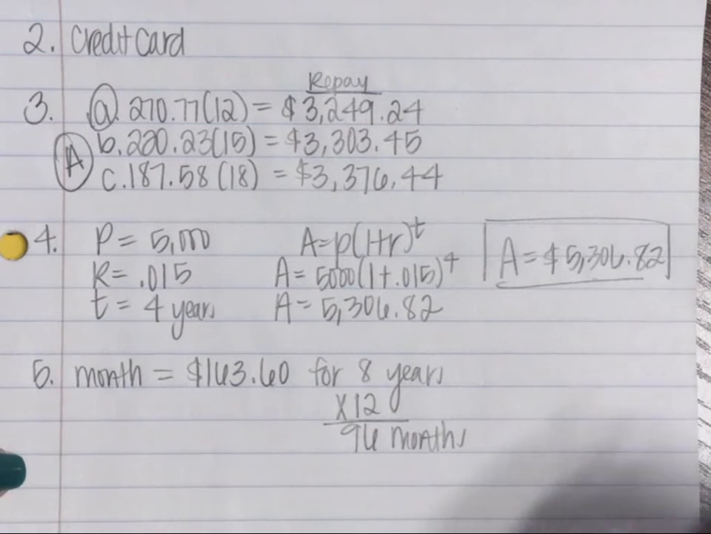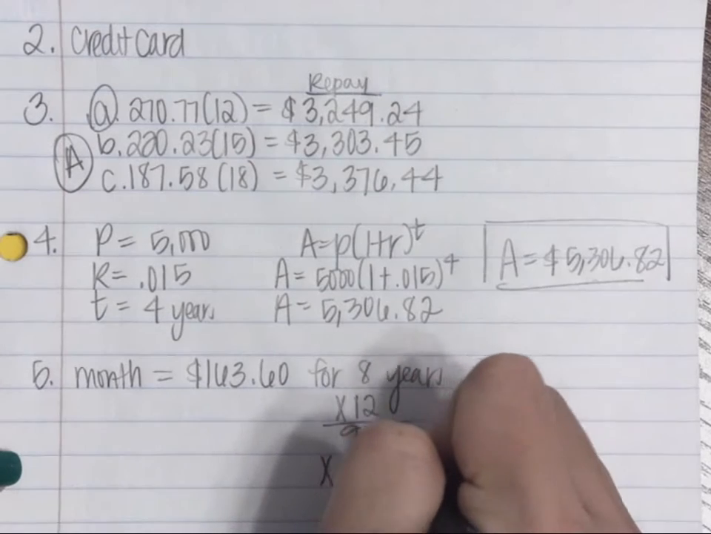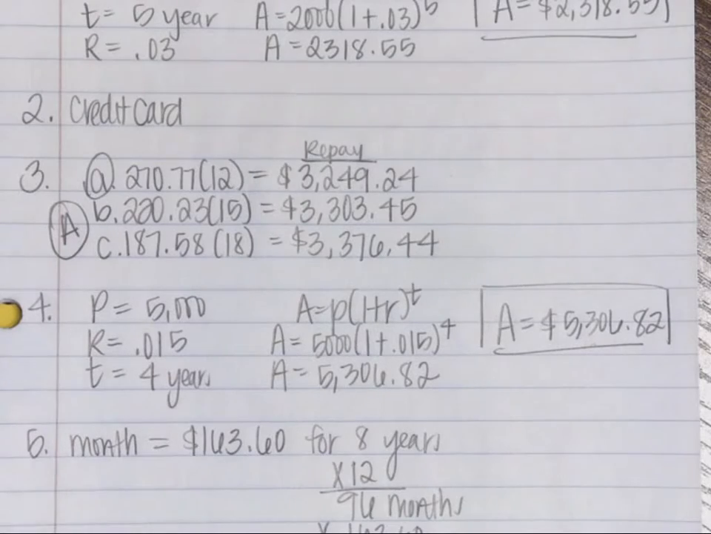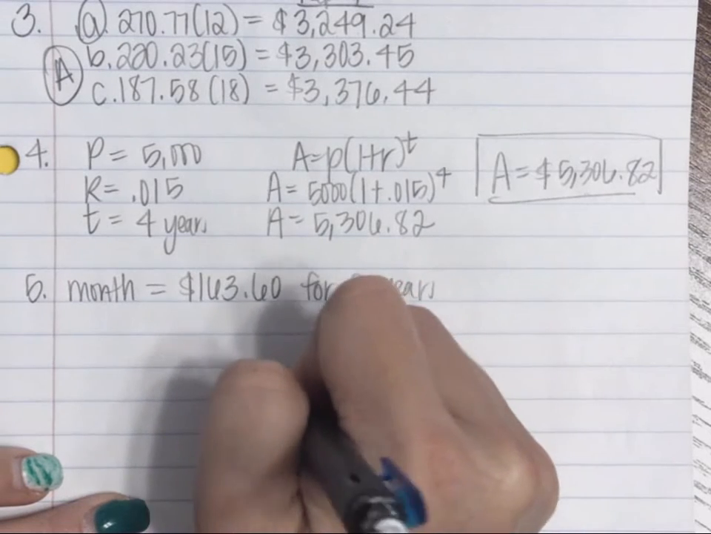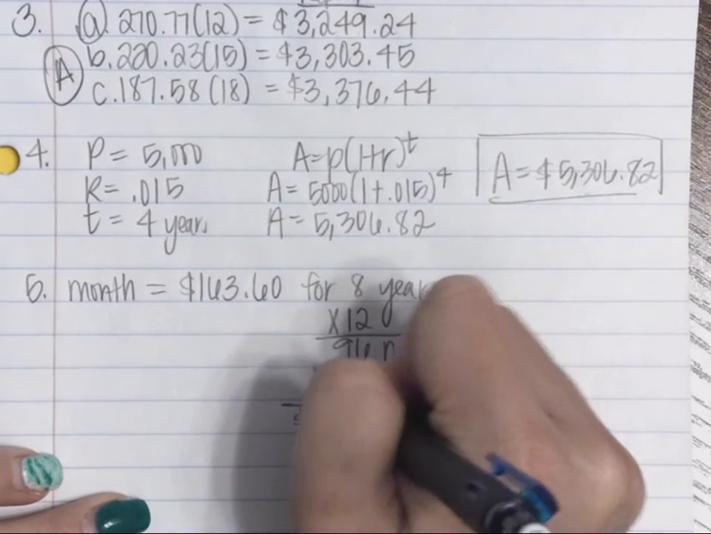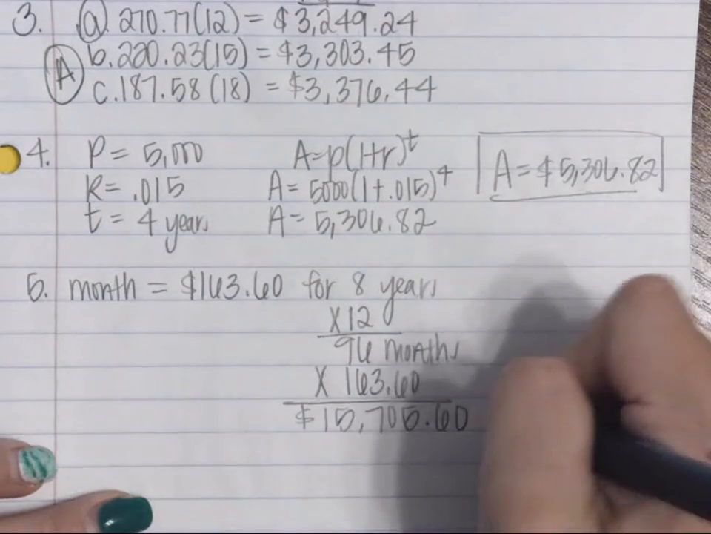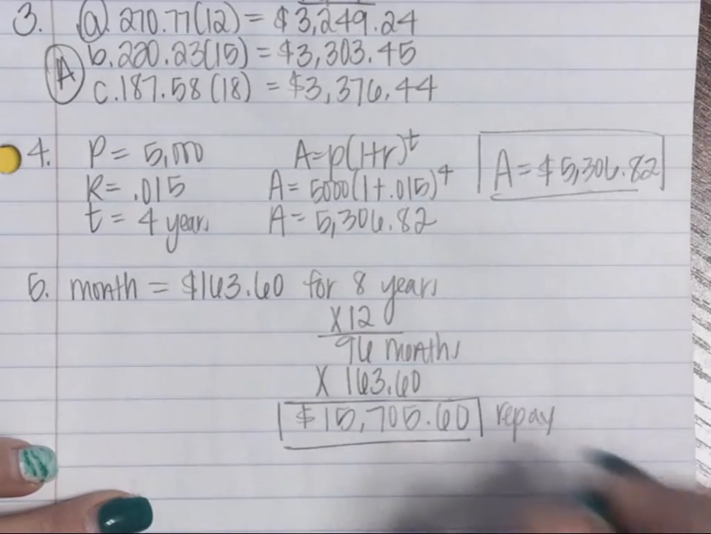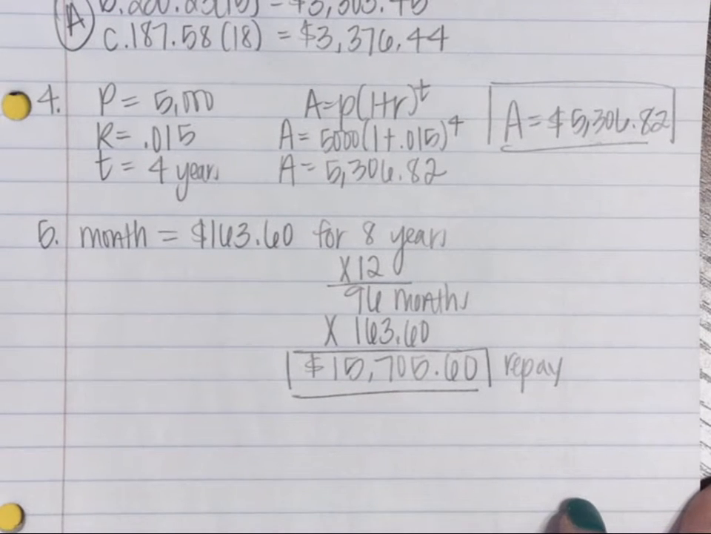So how much is he going to have to repay in full? Well, we're going to take that 96 months and multiply by $163.60. And when we do that multiplication, we get $15,705.60. So this is how much he is going to have to repay at the end of those 8 years. He only asked for $12,000, so the difference is the interest that he's having to pay on that $12,000 that he borrowed.